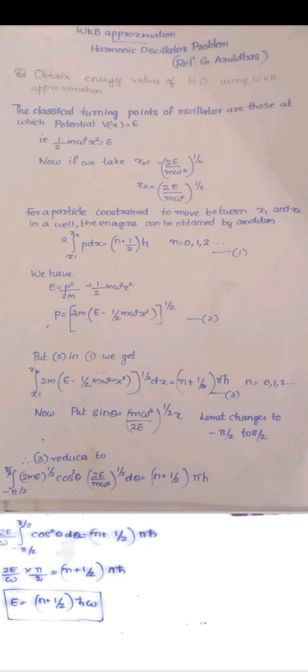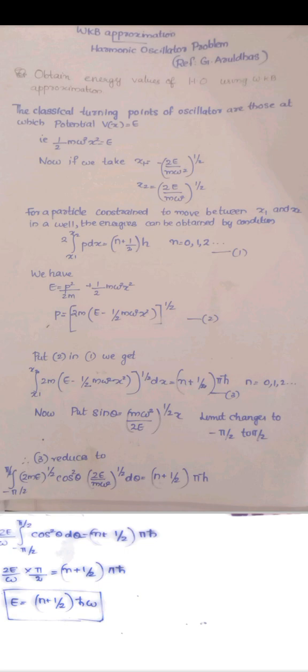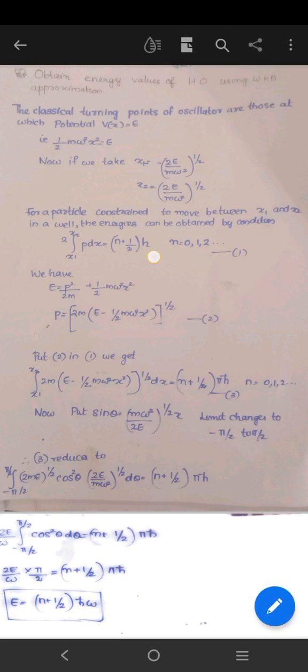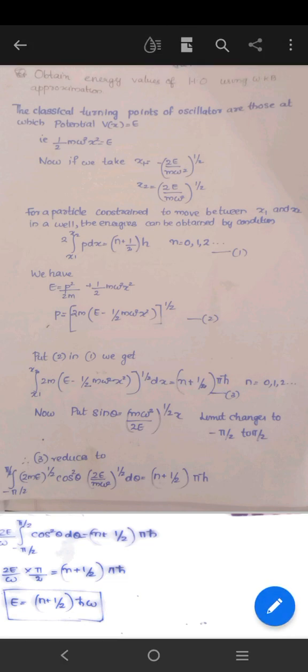In the integral from x1 to x2, we substitute the value for P here, and we take this 2 to the other side, so that is h by 2, and we multiply by pi so that we could divide by pi. So this h can be converted into h bar, and there will be a pi here. So simply, it is the integral from x1 to x2 of (2m (E minus 1 by 2 m omega square x square)) the whole raised to 1 by 2 dx is equal to (n plus 1 by 2) pi h bar, where n is equal to 0, 1, 2, etc.